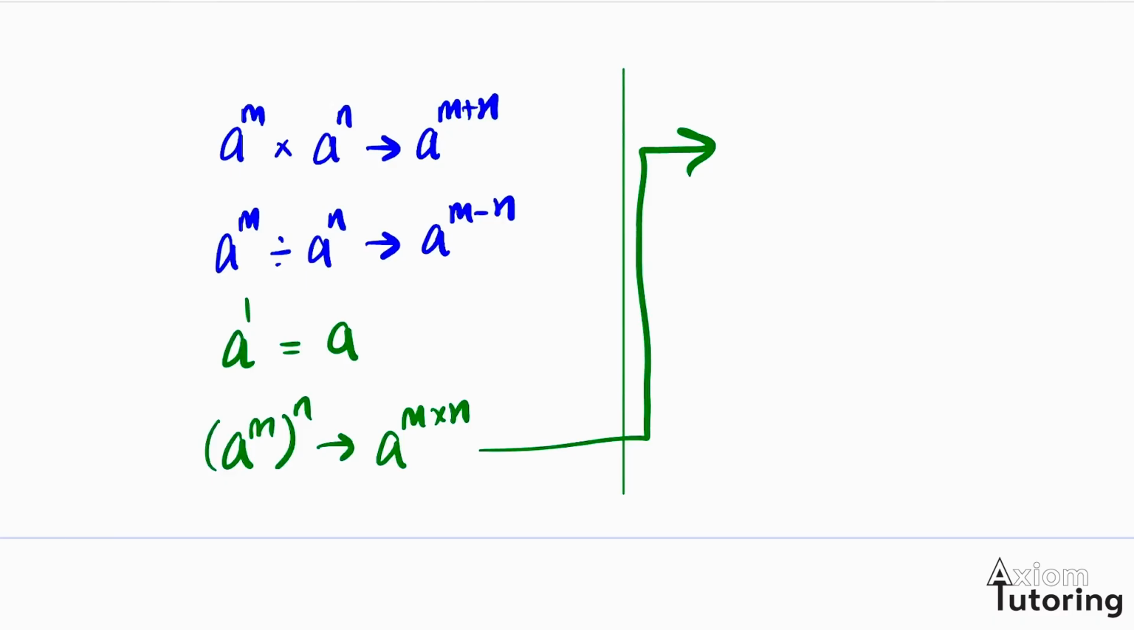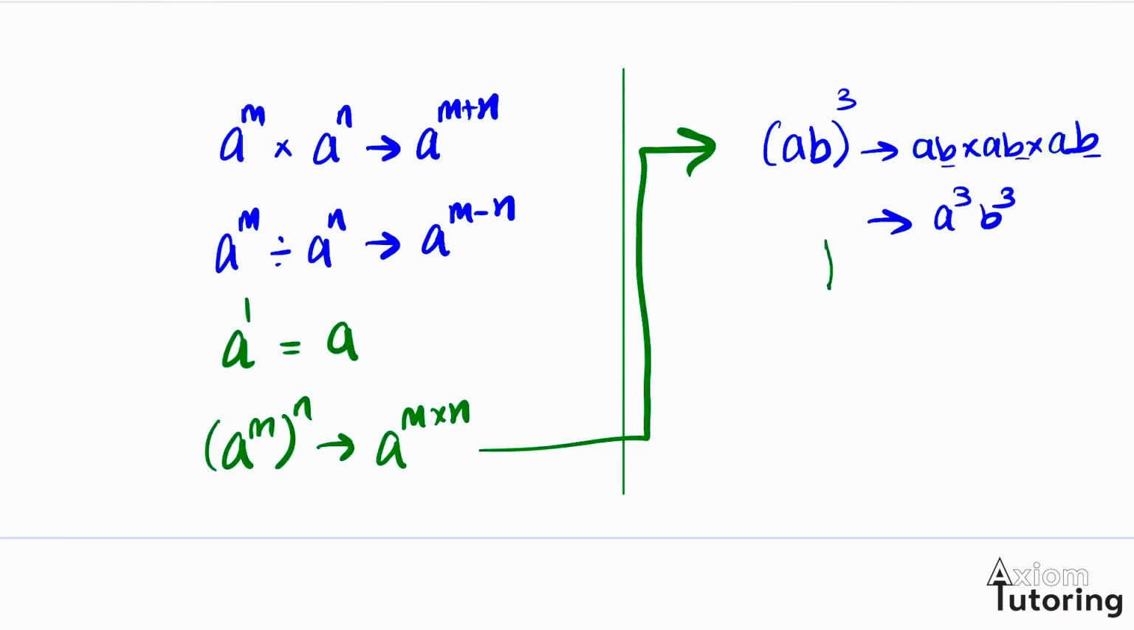What if instead of a to the m raised to the power of n, we have ab raised to the power of 3? Well, that's ab times ab times ab. How many a's is that? 3. So we have a cubed, and we have the same number of b's, b cubed. So our next rule is (ab) to the n is a to the n times b to the n.